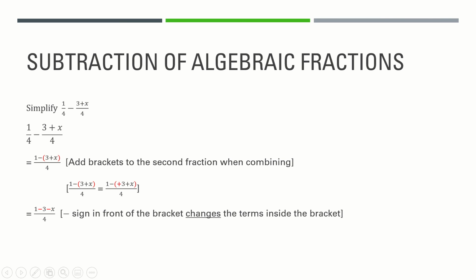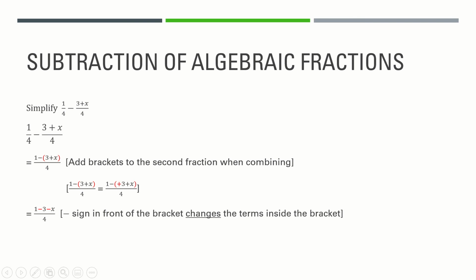Now remember, the trick is if there's any minus sign in front of the bracket, the negative sign will change the terms inside the bracket. So initially 3, right? This 3 here is actually a positive 3. Because of the negative sign in front, it will change this positive 3 to become negative 3. And then initially you have plus x, positive x, it will now change to become negative x. So now you have 1 minus 3 minus x. I hope you can notice the changes.